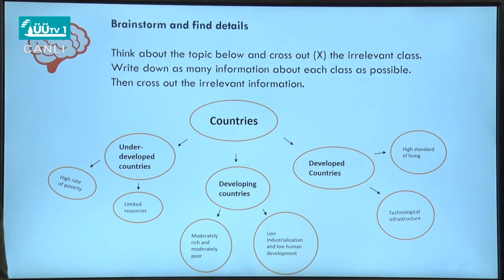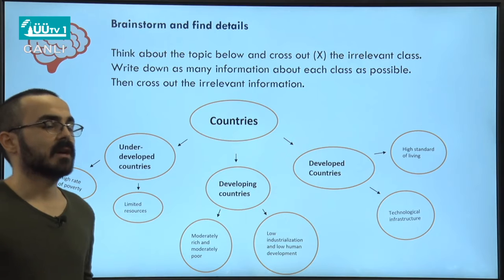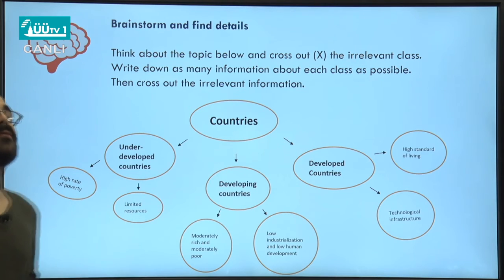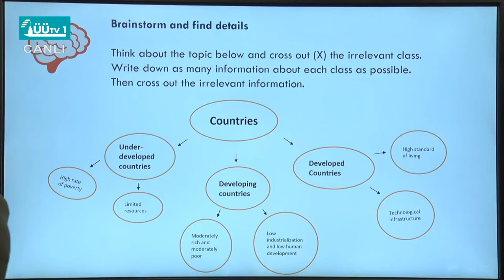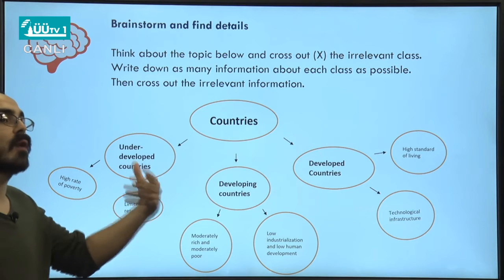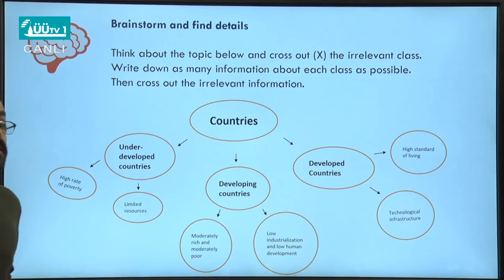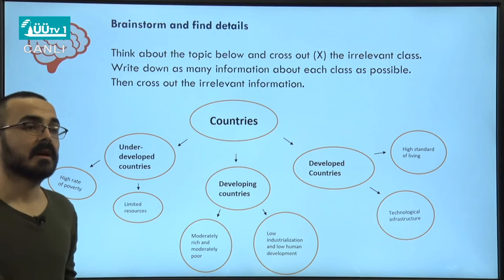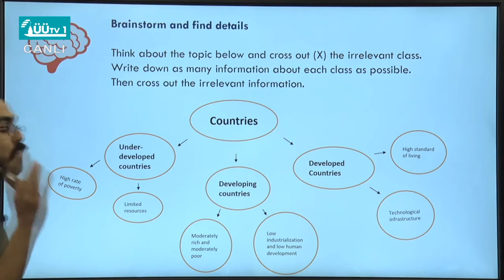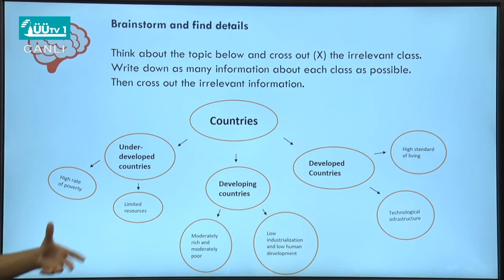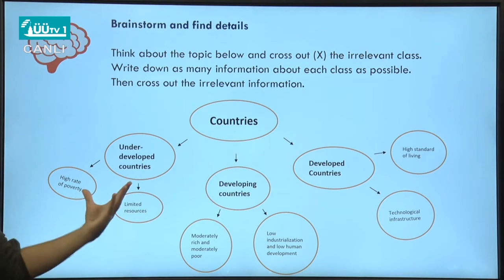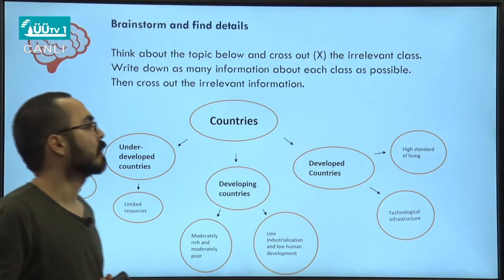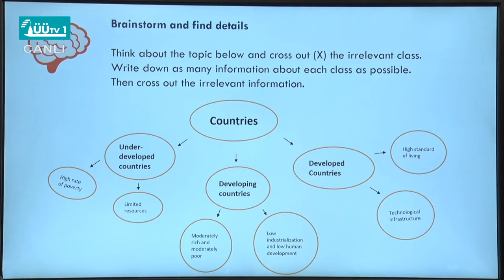Okay, so when you first think about this subject and the aspect you're going to be looking at, you just need to think and write down things, right? Like countries. If you are being asked to write a classification essay about countries, what do you need to do first? First, you need to take down notes, right? What do you think of about countries? So, like here, we are looking at the economic aspect, actually, right? Underdeveloped countries, developing countries, or developed countries, right?